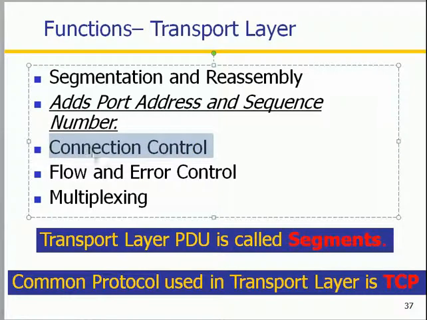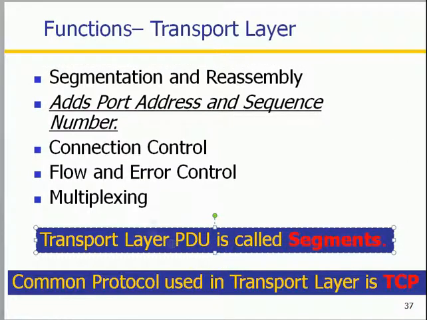Connection control, so keep the connection flowing and keep it under control. Flow and error control, if error happens, control it. Multiplexing, you don't just receive the messenger in your phone. If you have messenger in your PC and in another device, they also receive the message. So that's the idea of multiplexing.